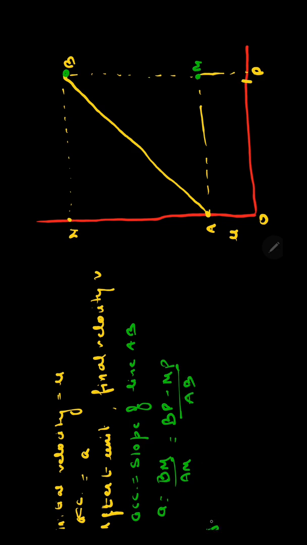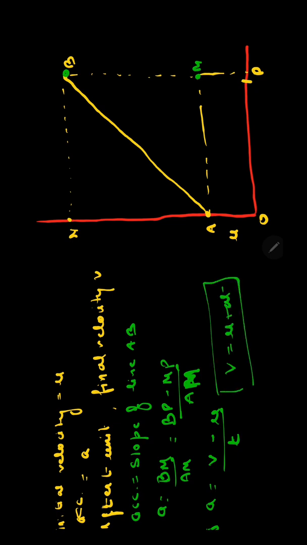So let's put all the values which we have assumed. BP is your v, MP is your u, and AB is your, children, just do the correction, it's not AB, it's AM. So AM is your t, because time period is your AM, right? So AM is your t. So now from this statement you can write v is equal to u plus at.